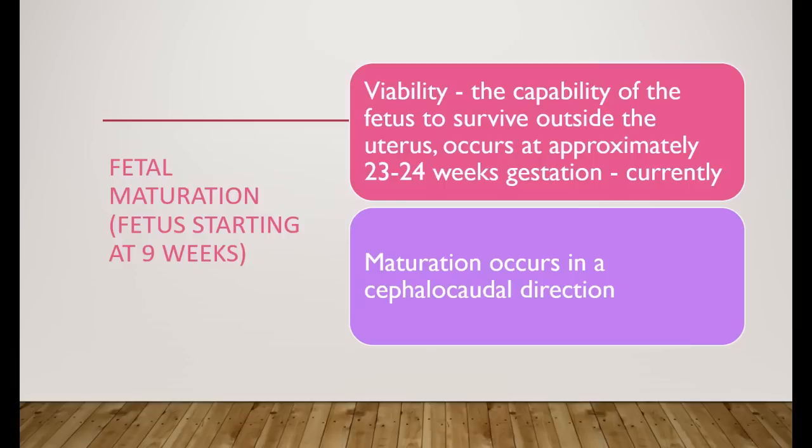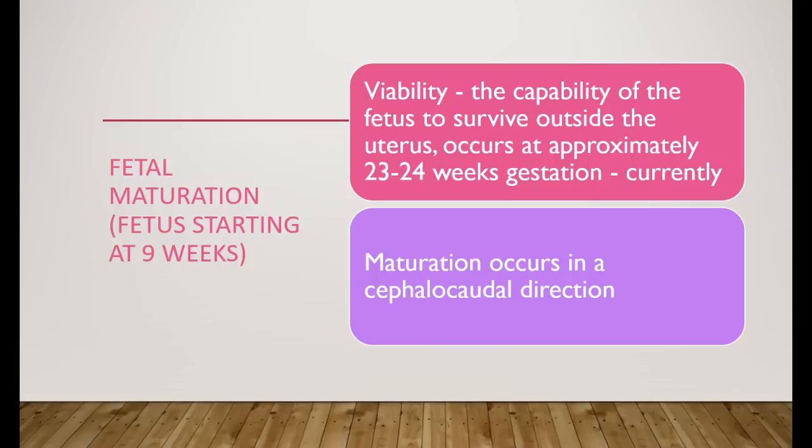So fetal maturation, the fetus starts at about 9 weeks. Now, if you'll remember, what did we call this fetus prior to the 9 weeks? If you remember, prior to the 9 weeks, we called that an embryo. So up to 8 weeks, 8 to 9 weeks, this is an embryo. Starting after 9 weeks or so, it is now a fetus. And it will be a fetus until it is delivered. Once that fetus is delivered, it is now a newborn. It is no longer a fetus when it is on the outside.